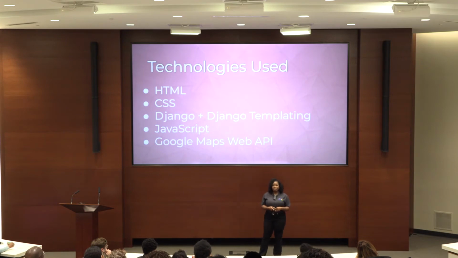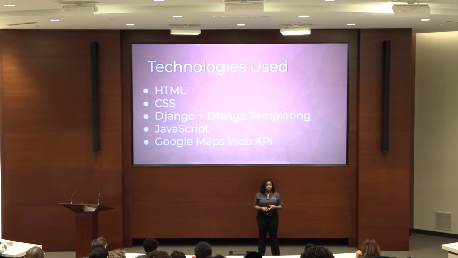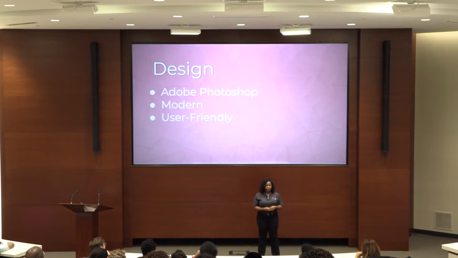Technologies that I used to create this application include HTML and CSS. I also used Django and Django templating, so it's a full stack Django application. I used JavaScript and the Google Maps web API to handle the core of my location data. Design-wise, I used Adobe Photoshop to create the logo for Primp. I wanted the application to look sleek and modern, and I also wanted it to be user-friendly so people of all ages could use it with ease.